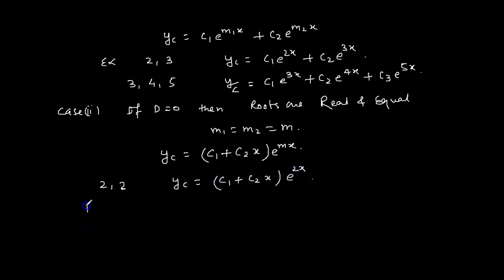Similarly, consider if you got 4, 4 and 4. These 3 roots are equal. So what can we write for yc? c1 plus c2x plus c3x square, because for 3 roots every time you have to keep multiplying by x, into e to the power of 4x.